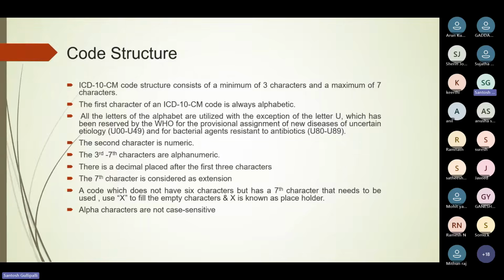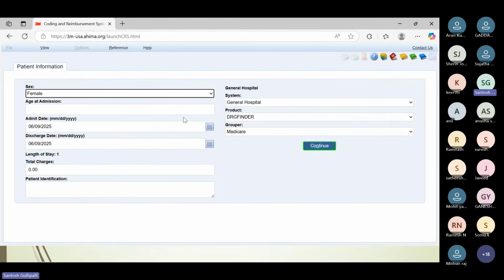UTI due to ESBL. UTI means urinary tract infection. So you can give N39.01, a specific code that is there. But what about that ESBL? It's a bacteria. What is that bacteria?